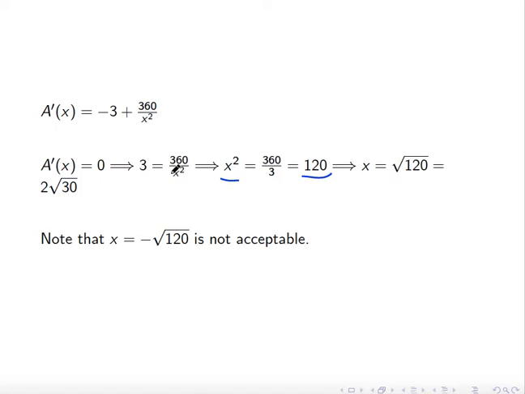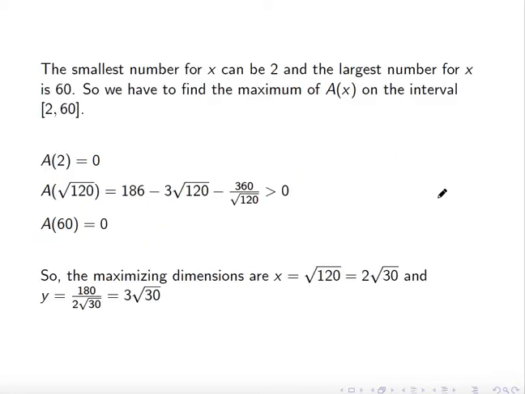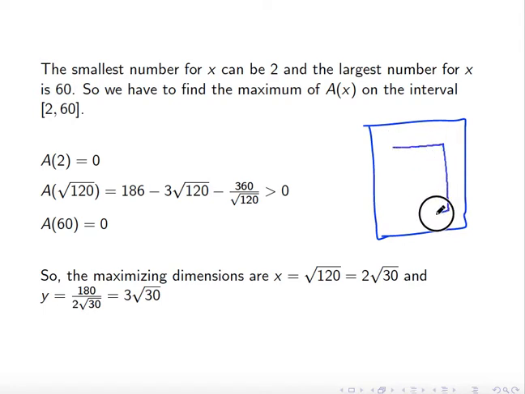Okay, so now this square root of 120 is the only critical number that we have. Another thing that we have to pay attention to here is that we have a border for x and y. So the smallest value that we can have for x is 2. So let's see why is that.